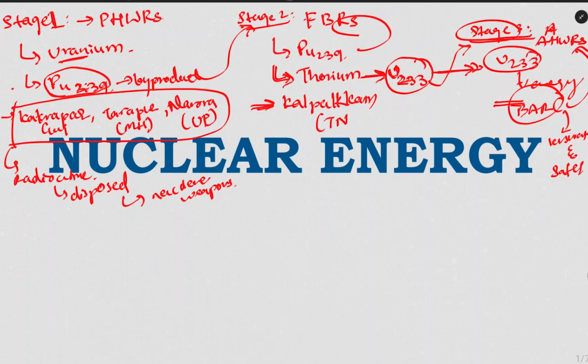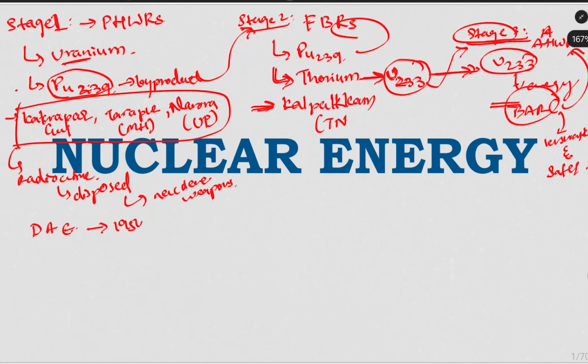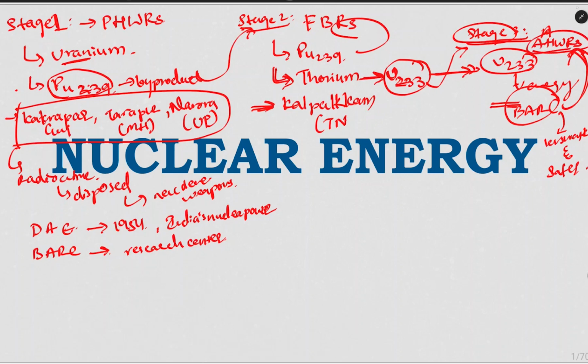Now let's see some key organizations which may ask in the prelims examination. First one is Department of Atomic Energy. It was established in 1954 to oversee India's nuclear power. Next, Bhabha Atomic Research Center. It is India's primary nuclear research center in developing reactors, fuel, and also technology. It is also researching on this third stage, advanced heavy water reactor. Next, Nuclear Power Corporation of India Limited, NPCIL. It is responsible for building and operating nuclear power plants.